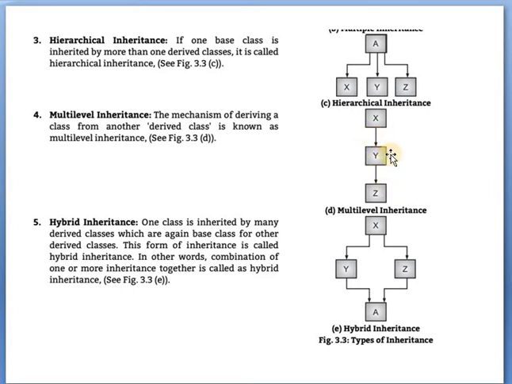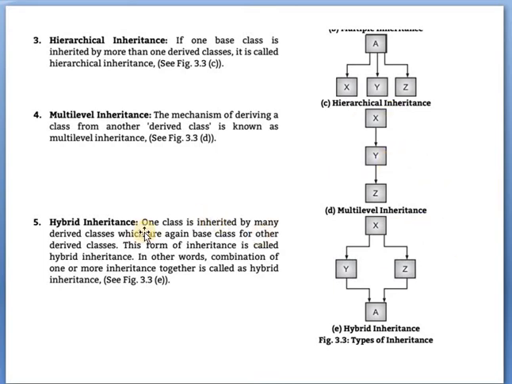The mechanism of deriving a class from another derived class is known as multi-level inheritance. See again, I will repeat: the mechanism of deriving a class, that is Z, from another derived class, the derived class Y, is known as multi-level inheritance. This means Z is derived from another derived class which is derived from class X. So these are the different levels, so it is called multi-level inheritance.